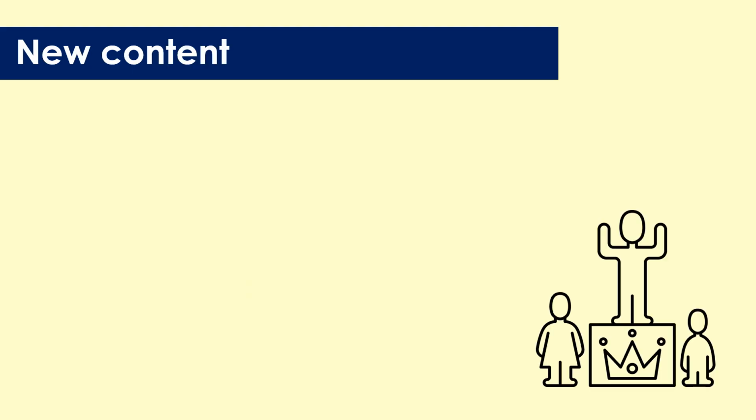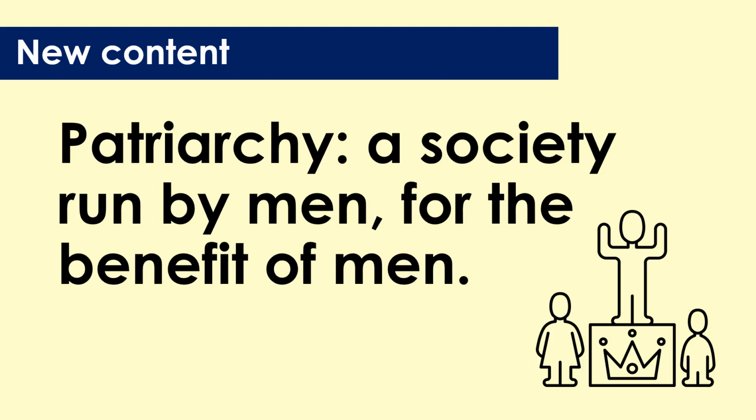And now some new content. Take a careful look at the picture. We have a woman and a child, and then a man on a podium with a crown. This is a reminder of the patriarchy, a society run by men for the benefit of men. And that's a key concept if we're starting to look at Mr. Birling's character.